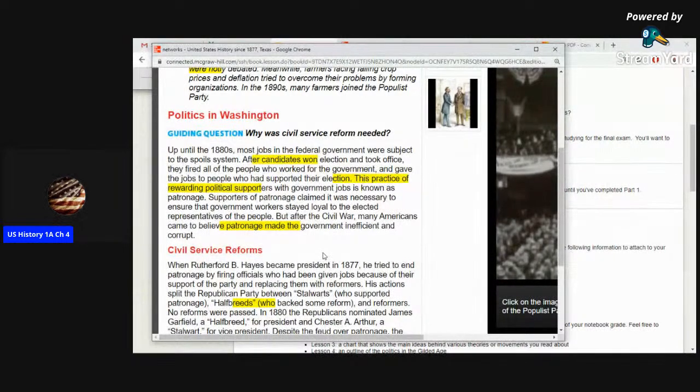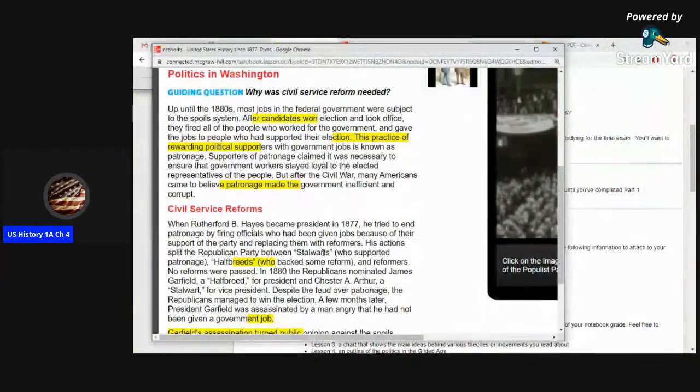But in the 1880s, America had this problem. A lot of jobs in the federal government were subject to the spoil system. What is the spoil system? It's when a president won, he could put anybody that he wanted in any job. And that means he can fire people from before and put new people on. This is still happening today, and it's not a problem. It happens in America, it happens in Brazil. It's just the way that it happens.